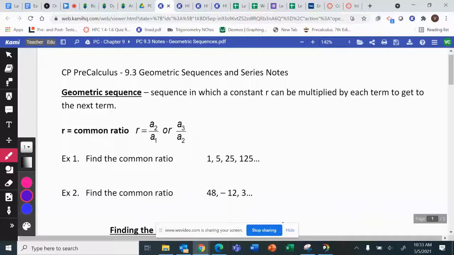We are doing section 9.3 with geometric sequences and series. We did arithmetic sequences and series last time, where you are adding the same amount each time. Geometric is where we're multiplying by the same amount each time. So we have something called a common ratio, which is r. And to find r, you take your second term over your first term, or your third term over your second term. So you're dividing the terms to find r.